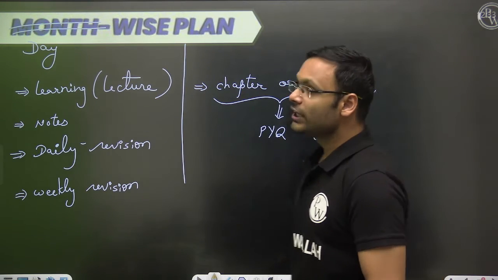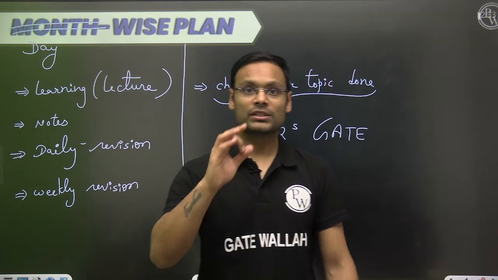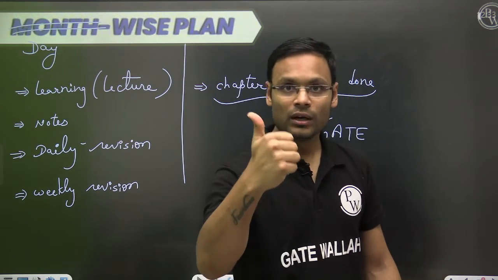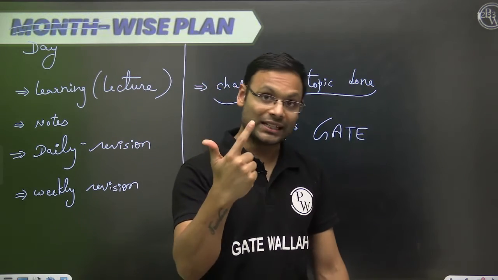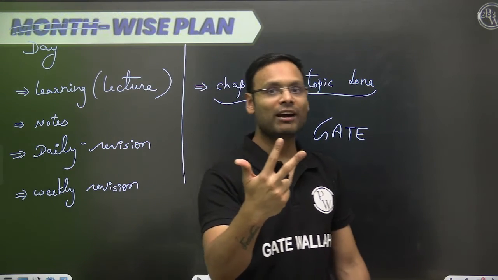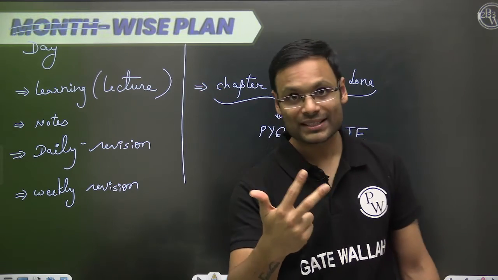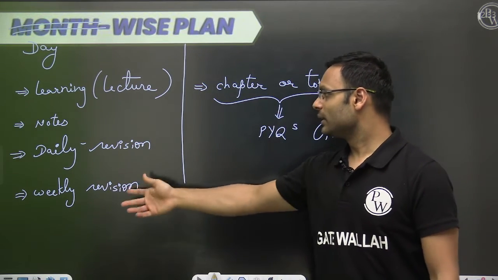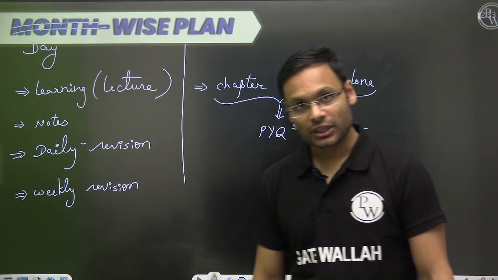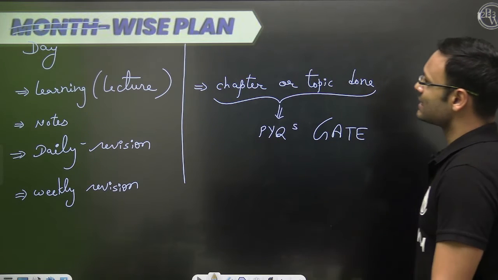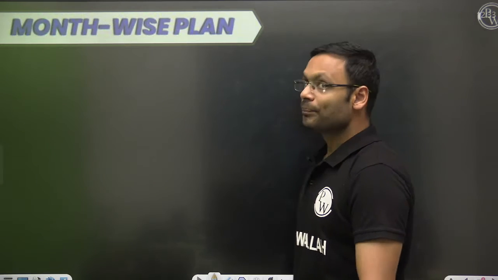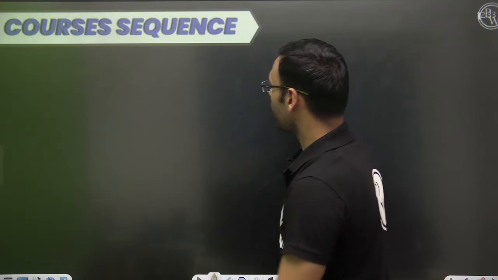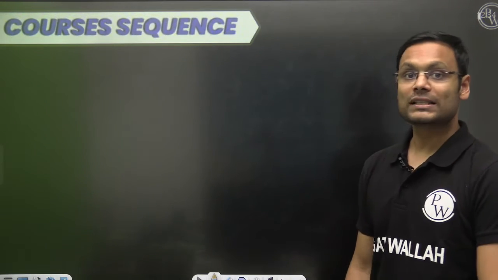So till October, when you say your syllabus is over, you'll have to have watched the lectures at least one time, made detailed notes, solved all the PYQs topic wise and subject wise, and done daily and weekly revision. Once that is done, then you will go for month by month planning. I'll tell you month by month planning later on, but first let's talk about the sequence of courses.